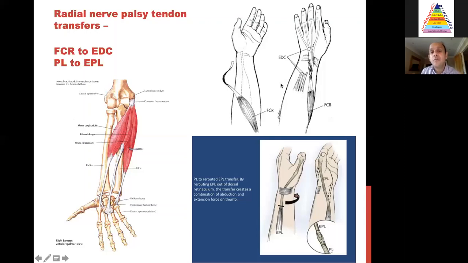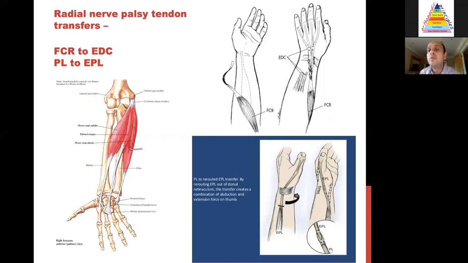Then, of course, you could have used your flexor carpi ulnaris if you wanted to, but the only thing is, the position of function in a hand is ulnar deviation. So your FCU gives flexion and ulnar deviation, so you want to preserve your FCU. If it comes to sacrificing one, it's better to sacrifice FCR.